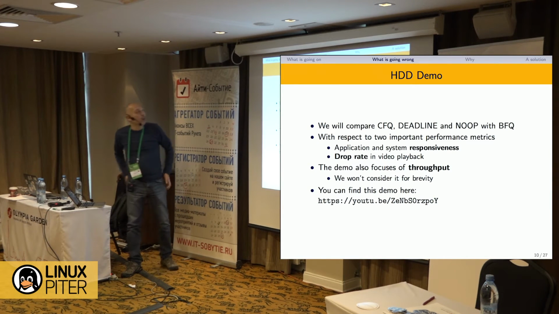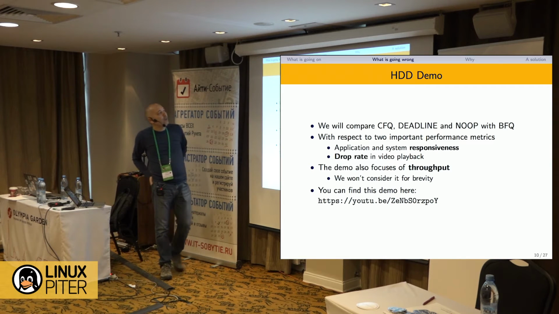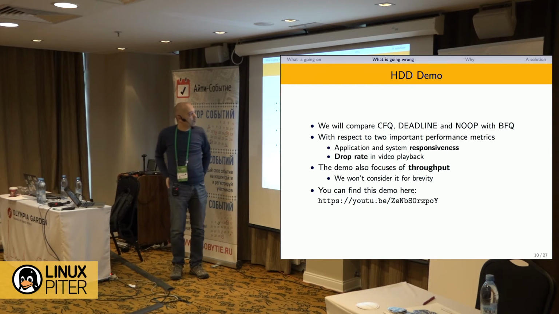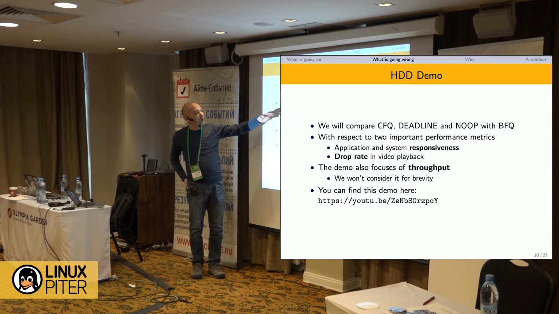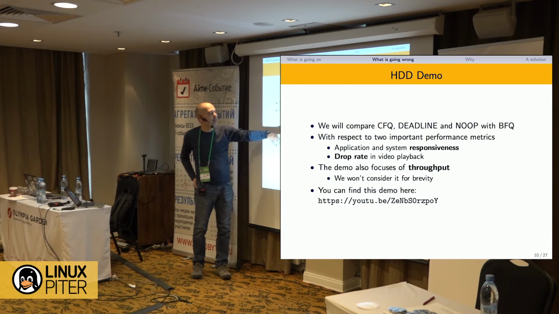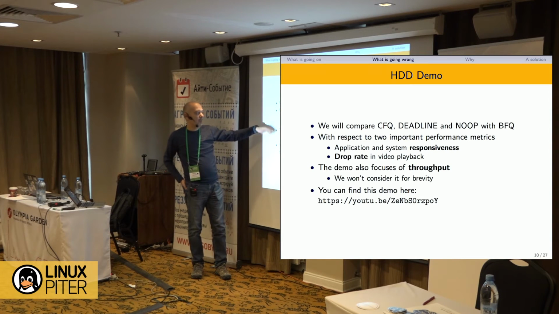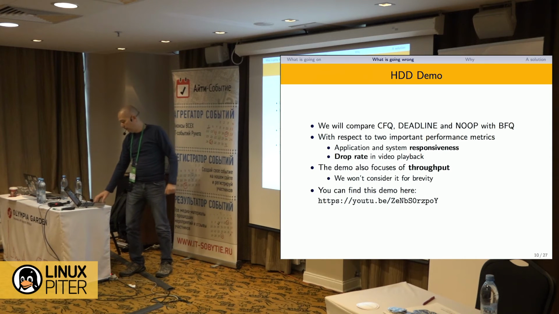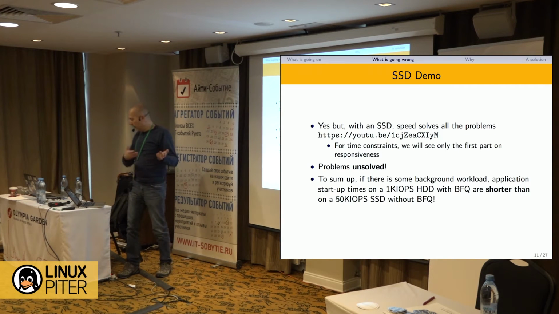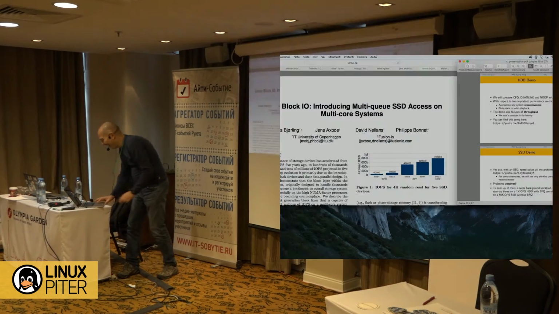So the first demo. In this demo, we'll compare CFQ, deadline, and NOP with BFQ with respect to two performance metrics. Responsiveness, application system responsiveness, and a drop rate in video playback. The demo shows also other things, but we don't have the time to see everything. And that is where you can find the demo if you can sleep tonight. I don't know. It is good too.